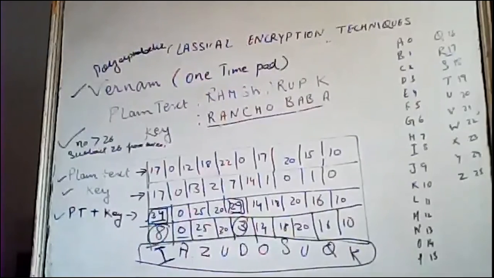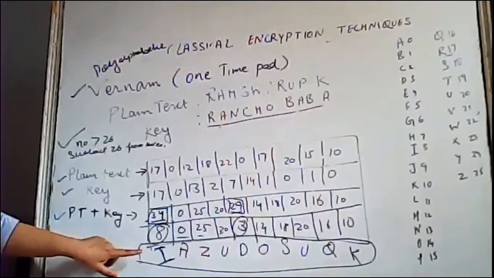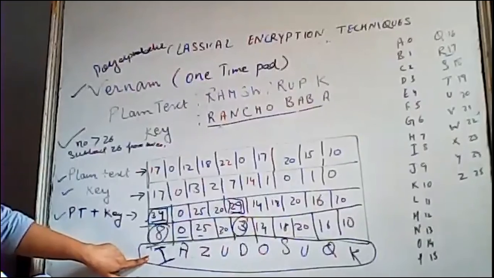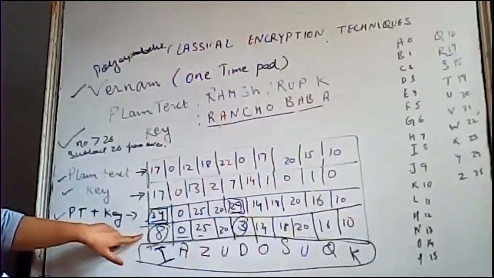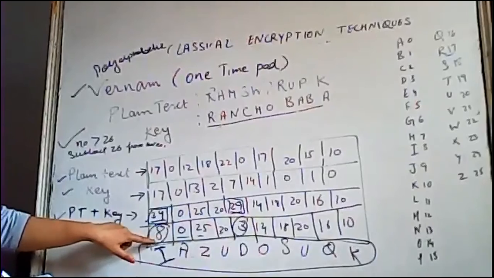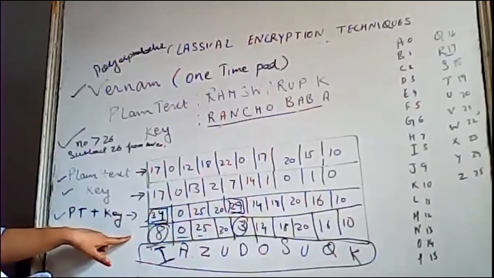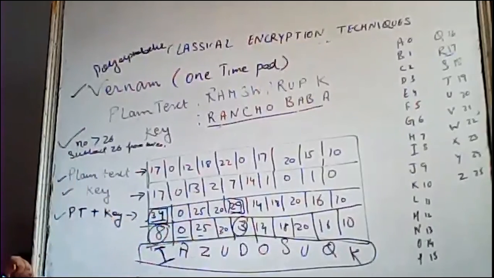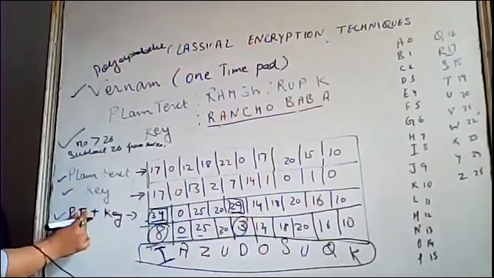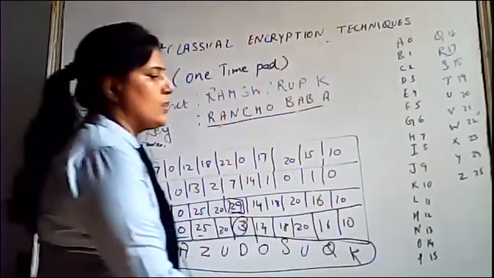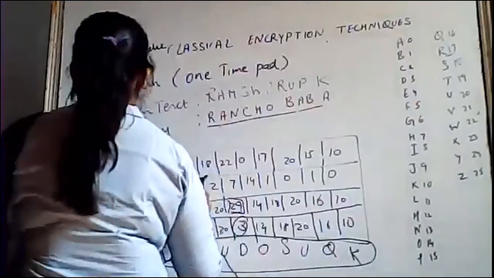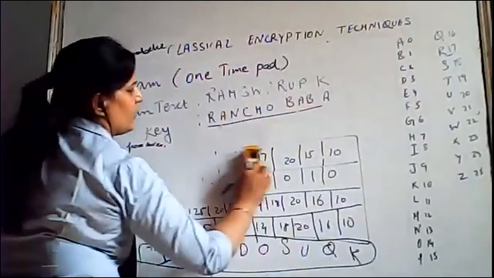Fine. Next is the decryption. Now what do you think? What will be the method for decryption in this particular case? In decryption, you will be given all these numbers, the ciphertext, and the key will also be given to you. Now what you have to do is subtract the key from that ciphertext. So I will discuss the decryption immediately with you.